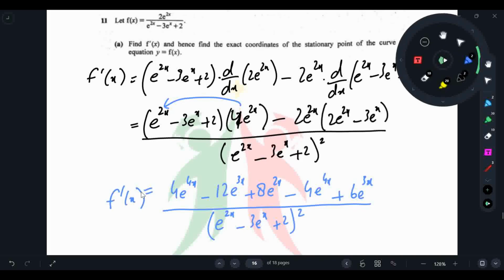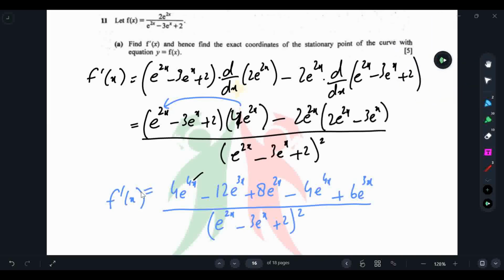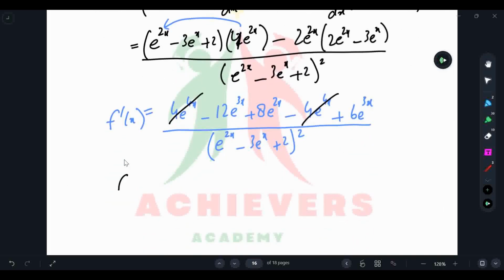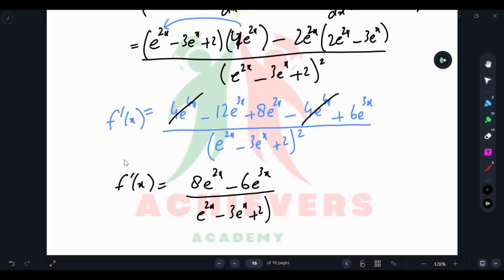Now we can cancel out some of the terms, like these two. So f dash of x will be equal to 8e power 2x minus 6e power 3x, whole divided by e power 2x minus 3e power x plus 2, whole squared. So this will be the answer for the first part, and now we need to find the second one.